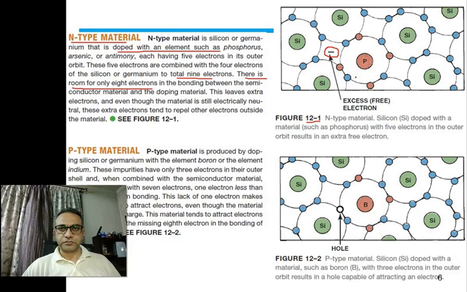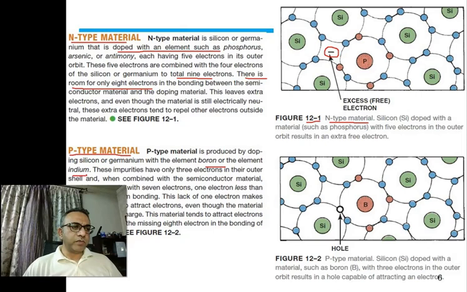This material is called the n-type material because we have an excess of one electron. A p-type material is produced by doping silicon with boron or indium.